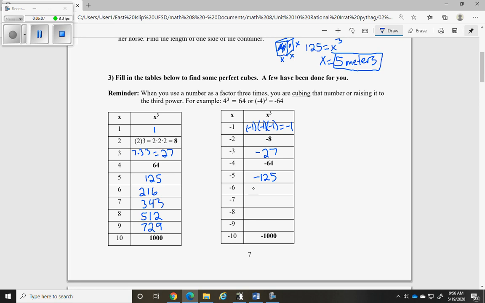So this list just turns out to be negative. So if you want to remember a list of perfect cubes, you only have to remember the positive list, and you know that the negatives exist. And we will refer back to this list of perfect cubes to help us with the lesson.